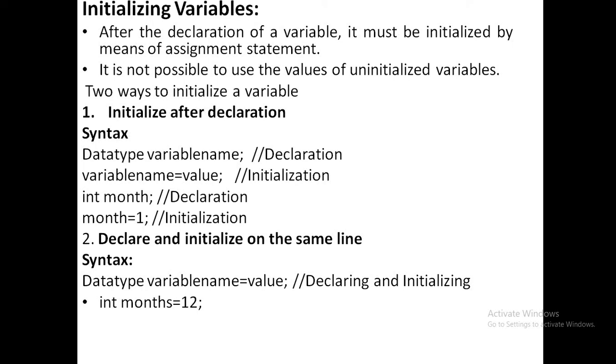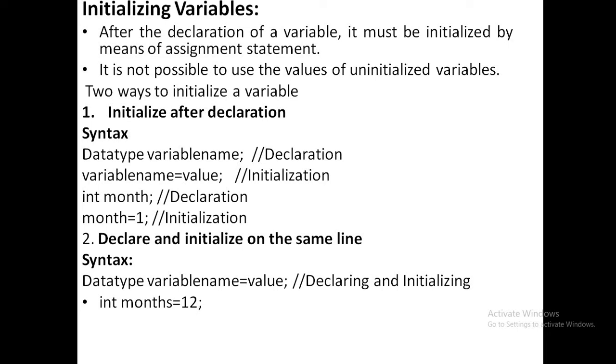Initializing a variable. After declaring a variable, it must be initialized by means of an assignment statement. It is not possible to use the values of uninitialized variables. Once a variable is not initialized, it will show an error while we are using it in the program. So there are two ways to initialize a variable. A variable can be initialized after declaration, or we can declare and initialize a variable on the same line.